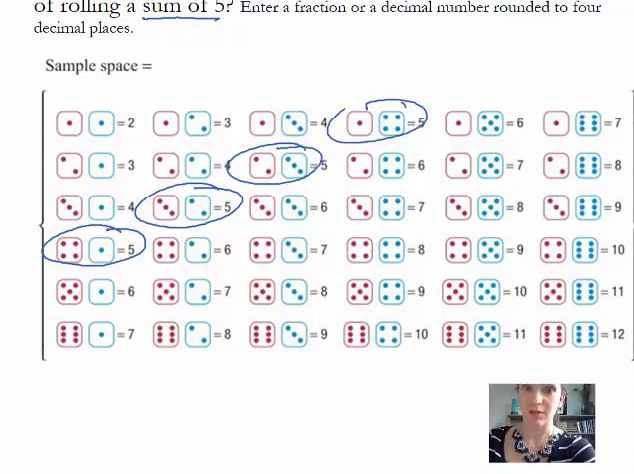If you don't have the sample space, you start thinking, how can I make a 5? I could have a 1 and a 4, have a 2 and a 3, a 2 and a 3 again, or another 1 and a 4. Those are the only ways to do it.